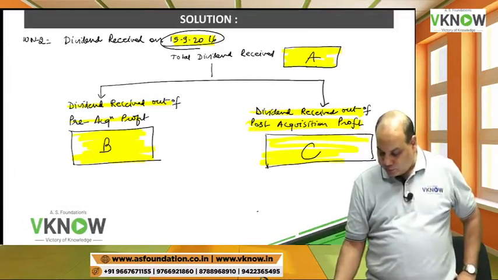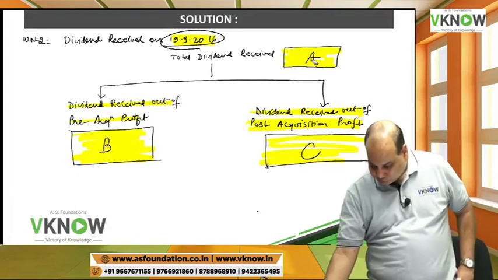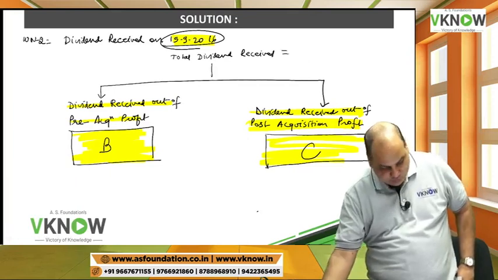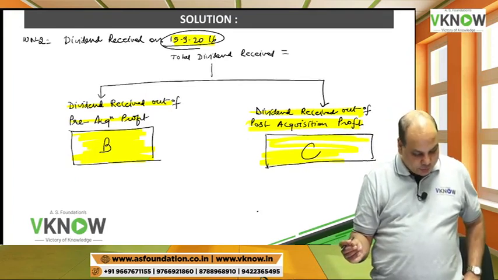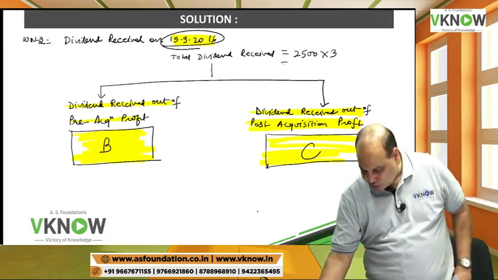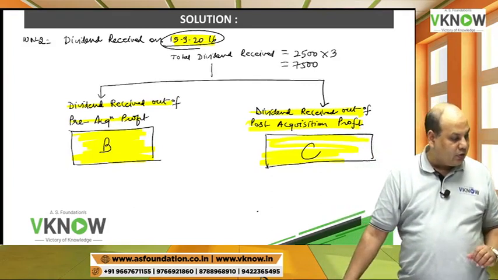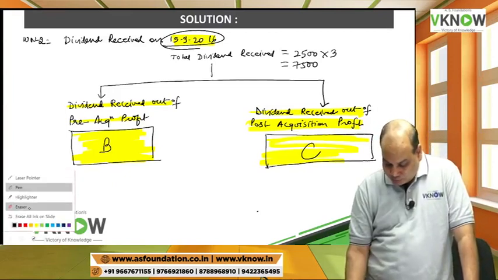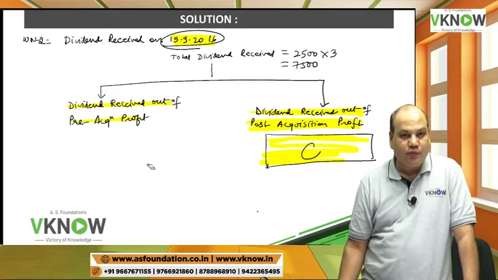How much is total dividend received? The total dividend received was, fill in the blanks here, 900 plus 600 plus 1000. So how much is that? 2500 shares into 3, 7500. So some student got 7500 right before I started solving. How much is the dividend out of pre-acquisition profit? Now this puzzle we have to solve.